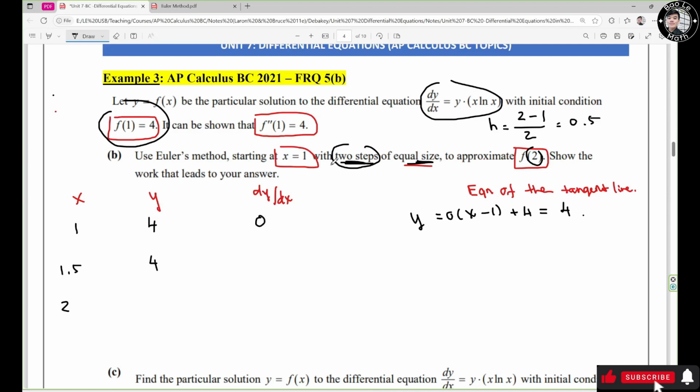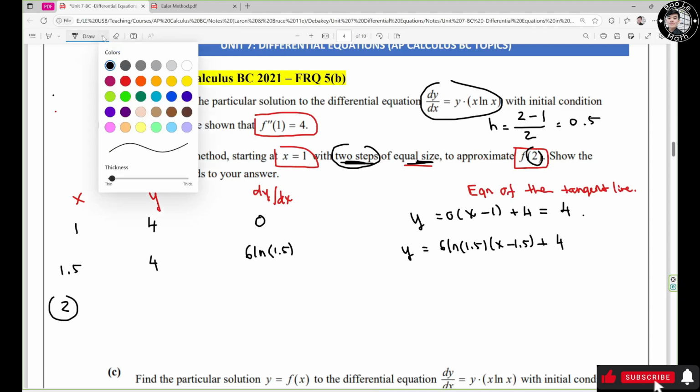Same thing, I need to calculate dy over ds, right? So it could be y times s times natural log of s, right? So I have, now y times s, it could be 4 times 1.5, it could be 6, right? So it could be 6 natural log of 1.5, right? So the equation should be y equals 6 times natural log of 1.5 times s minus 1.5, right? Plus y, which is 4, right? Now I substitute 2 for s into this equation to solve for y, and this is my final answer, right?